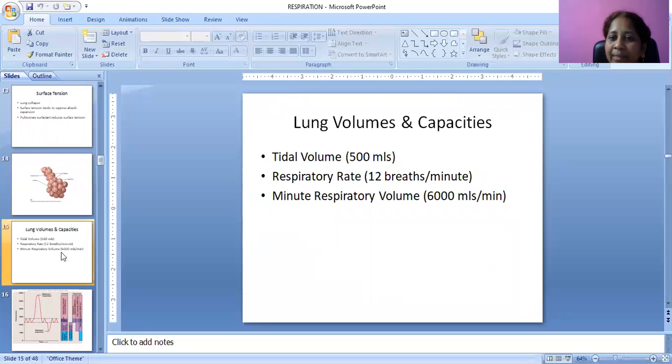Lung volumes and capacities. Tidal volume. Tidal volume is 500 milliliters. Respiratory rate will be 12 breaths per minute. Minute respiratory volume will be 6000 milliliters per minute.